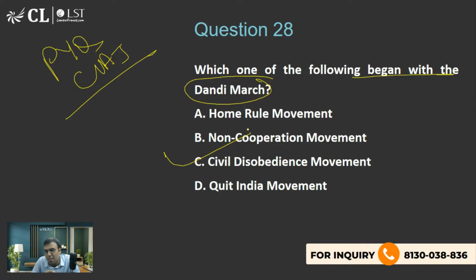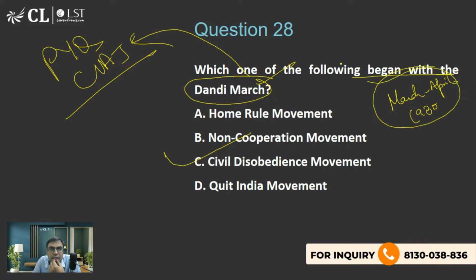Which year? Can anyone tell me which year? And Dandi March happened from where to where? If you tell me, I will be very happy. Dandi March was mentioned in the CLAT previous year question. Good. 1930, right? March to April. The civil disobedience movement. 24th March to, I think, 6th April, as far as I remember. 1930. From where to where did the march happen? Sabarmati Ashram to Dandi. Great, Mahendra. Very good, Harsh Sharma.